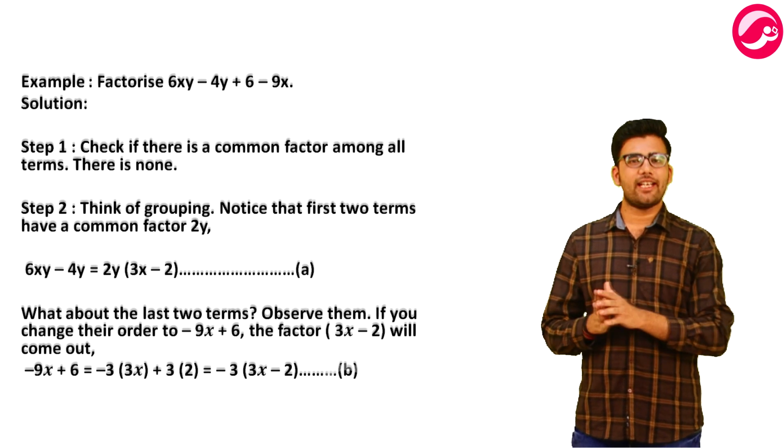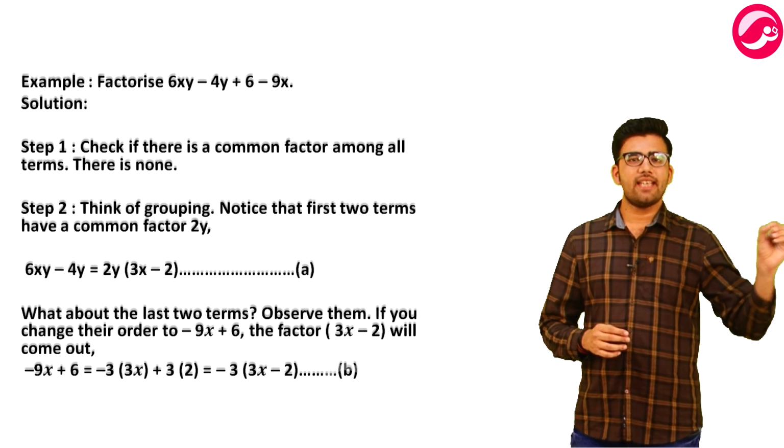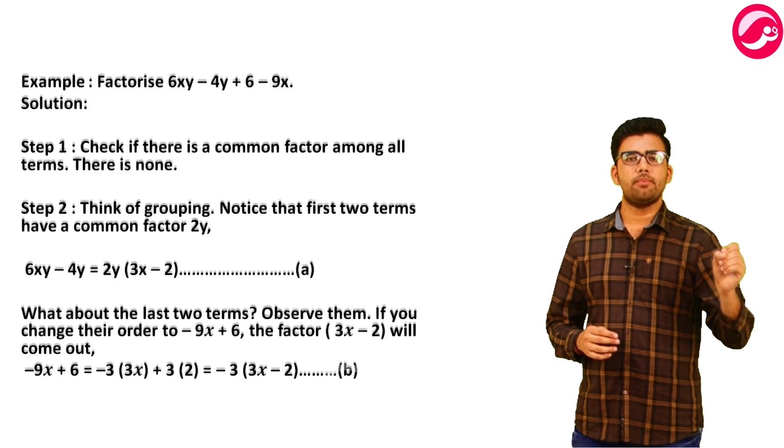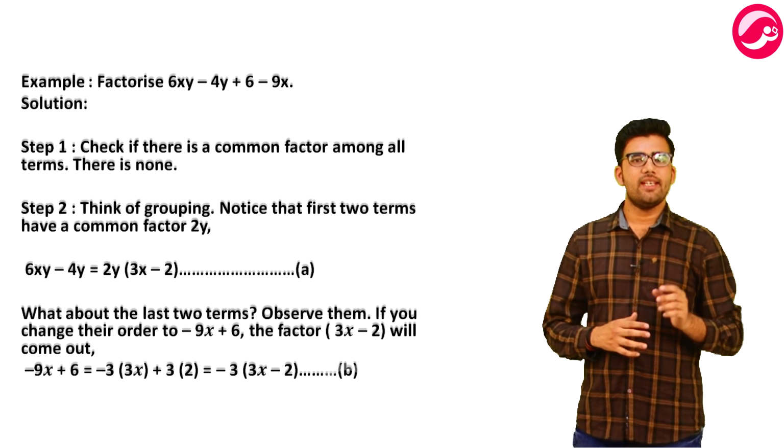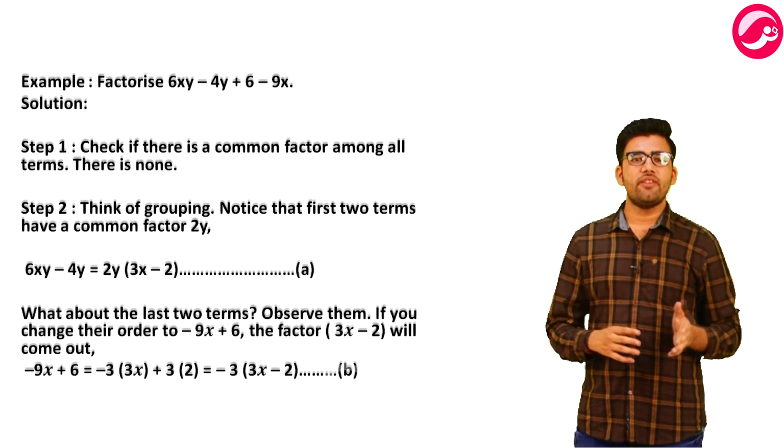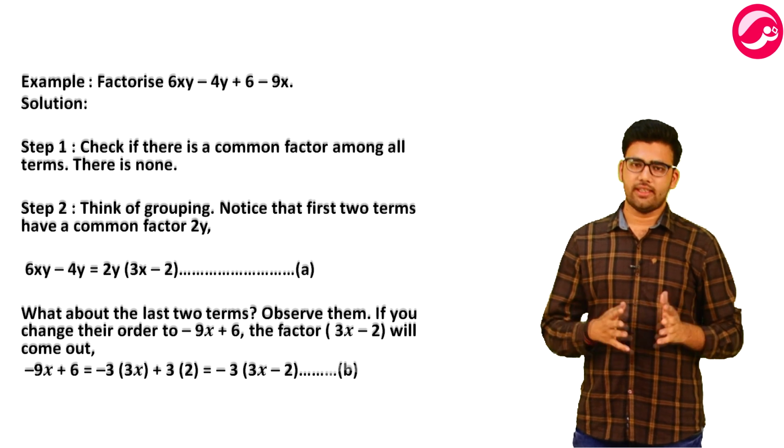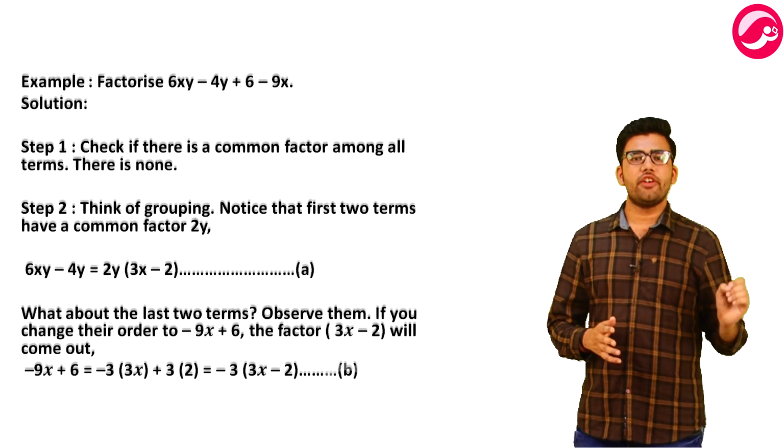Now, we will consider an example. Factorize 6xy minus 4y plus 6 minus 9x. The solution will be, step 1: check if there is a common factor among all terms. There is none. Step 2 is think of regrouping.